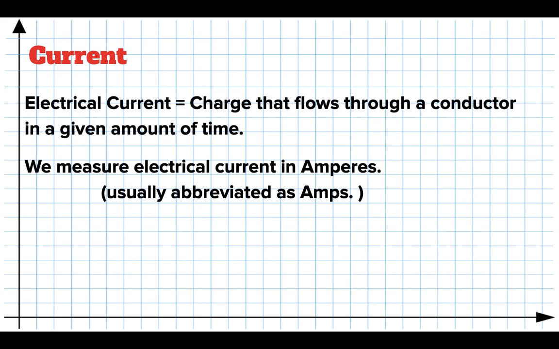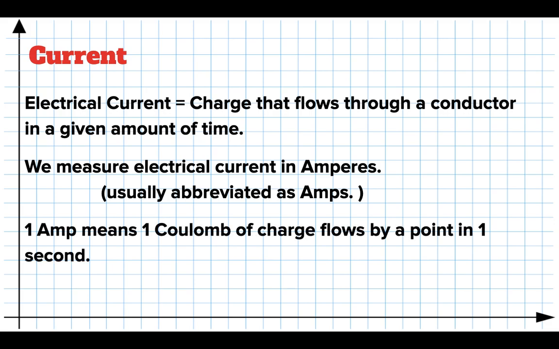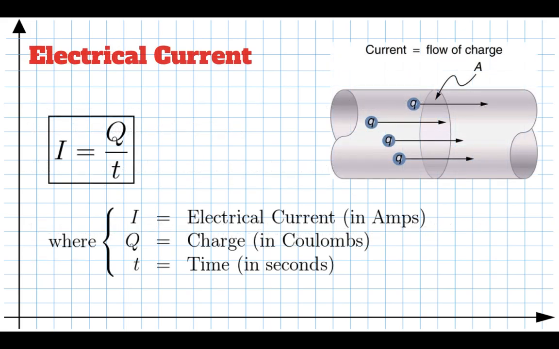We're going to measure electrical current in a unit called an amp or an ampere. And 1 amp means that 1 coulomb of charge goes by in 1 second. So if you were to sit and stare at a wire and 1 coulomb of charge were to go by during 1 second of time, we would say that the current is 1 amp or 1 ampere. So calculating the current is pretty easy.